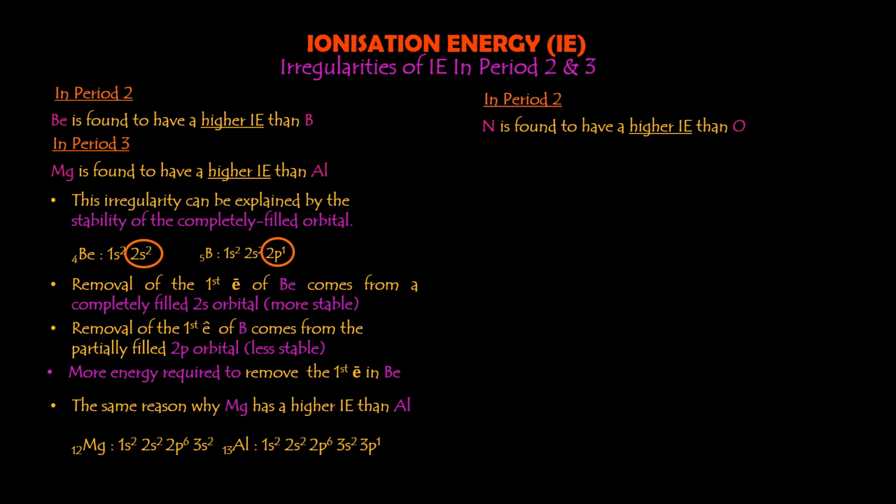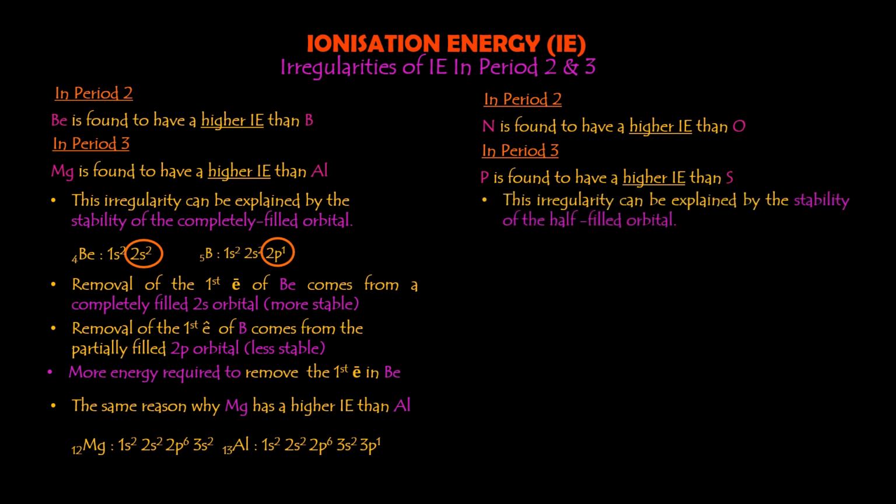In period 2, nitrogen is found to have a higher first ionization energy than oxygen, while in period 3, phosphorus is found to have a higher first ionization energy than sulfur. This irregularity can be explained by the stability of the half-filled orbital. Nitrogen, with a proton number of 7, has electronic configuration of 1s2, 2s2, and 2p3, while oxygen, with a proton number of 8, has electronic configuration of 1s2, 2s2, and 2p4.